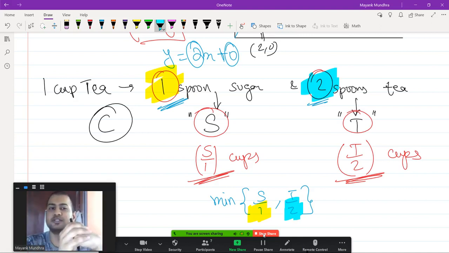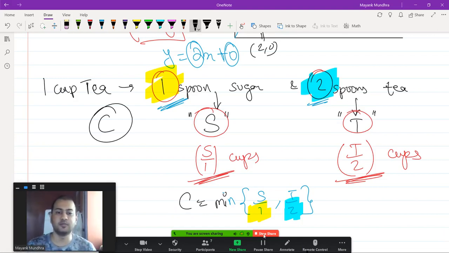Because I need more amount of tea for every cup of tea. 2 spoons of tea in every cup means I need more tea. So tea is going to run out faster than spoons of sugar. So I need to divide the amount of tea by a larger denominator. So the amount of cups of tea is basically equal to min of s by 1 comma t by 2.